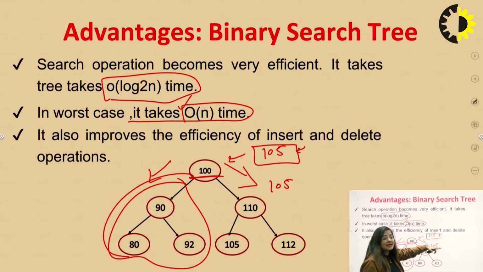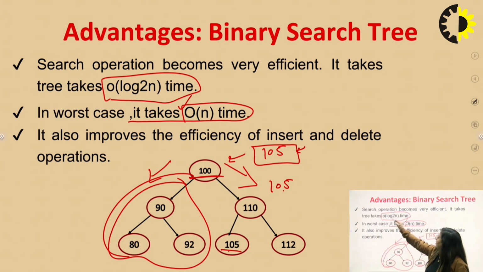So it is less than. Then where does it come? It will come to the left side. So now it is checked. This number is matched here. So the number is easily found. So in this way we can say that the searching operation becomes very efficient.